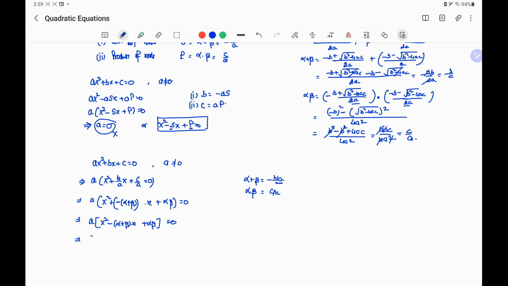Or we can write it as a into x square minus alpha x minus beta x plus alpha beta. This is equal to 0. Or a into, taking x common, it is x minus alpha, minus beta taken common, it is x minus alpha. So we can write this equation as a into x minus alpha into x minus beta.